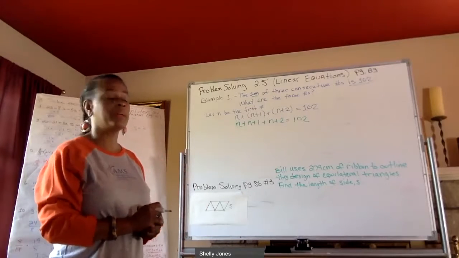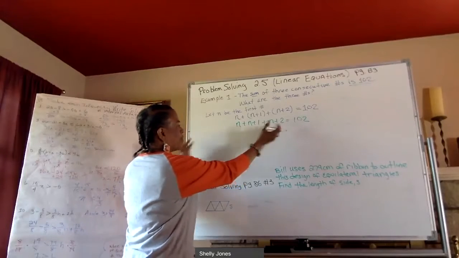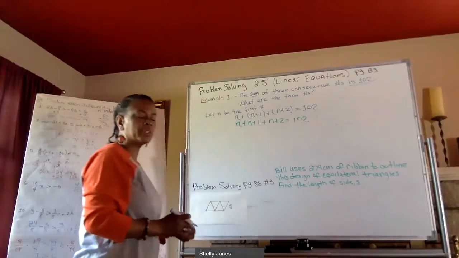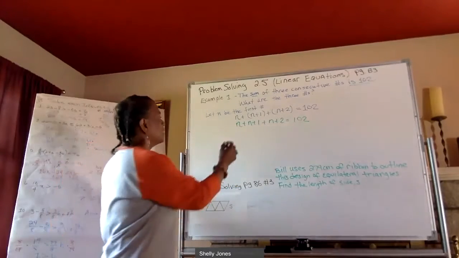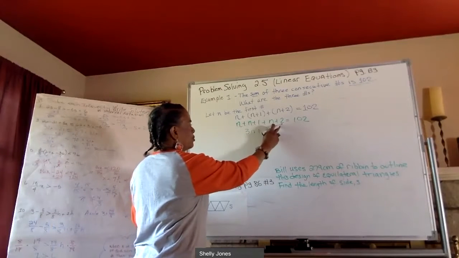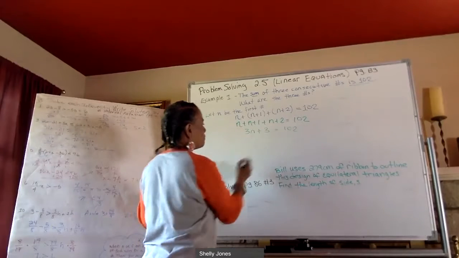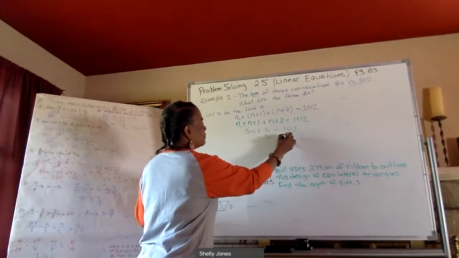Now I'm going to combine like terms. I have an n, and an n, and an n, so I can clearly see that I have three n's. So I have 3n plus 3, a 1 and a 2. They're both positive, so plus 3 equals 102. So far, so good, right?